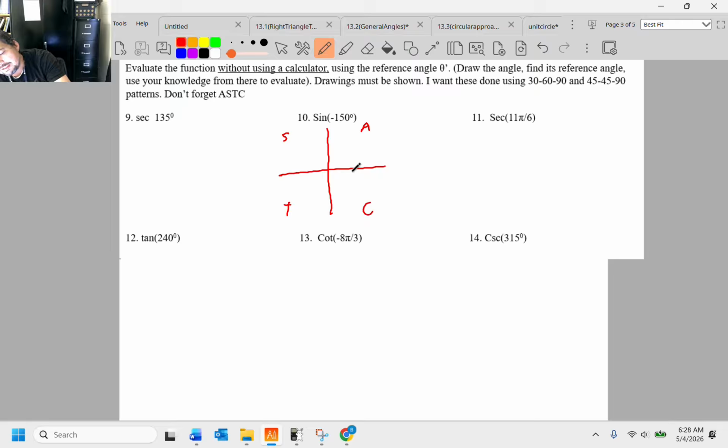That's going to rotate clockwise. It's going to look something like that. So I rotated 150 degrees. If I would have rotated through 2 quadrants, that would have been 180. 180 minus 150 is 30 degrees.